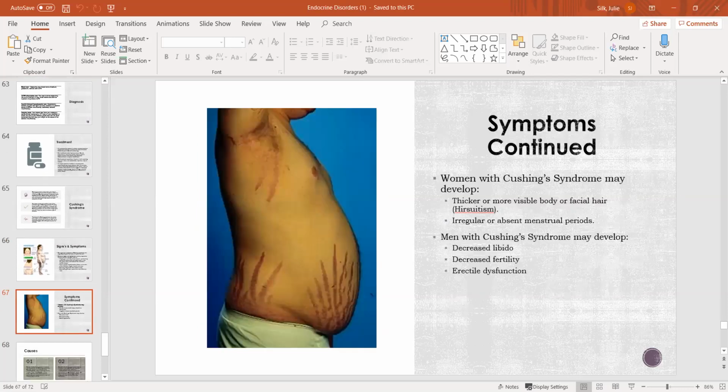Other things that you might see, I can't say it, hirsutism, which is visibly more facial hair or body hair in places where you wouldn't want to see it on a woman, or irregular or absent menstrual periods. And then with men, they could see a decreased libido, decreased fertility, or erectile dysfunction. These things would be more a result of those sex hormones that we talked about, if too much of that was being produced.